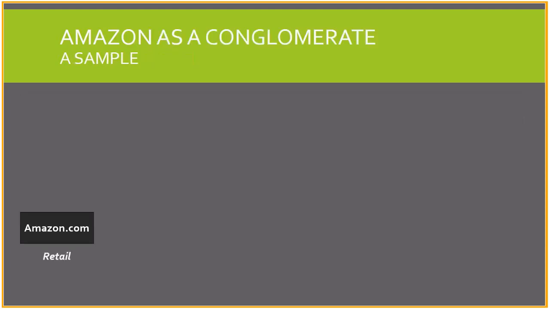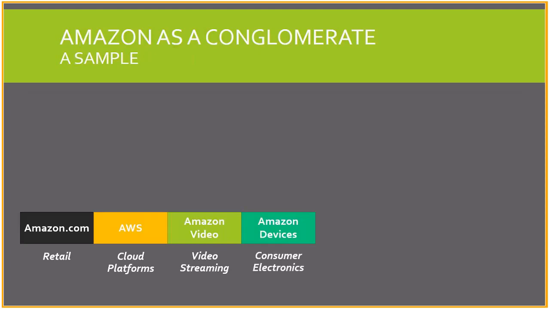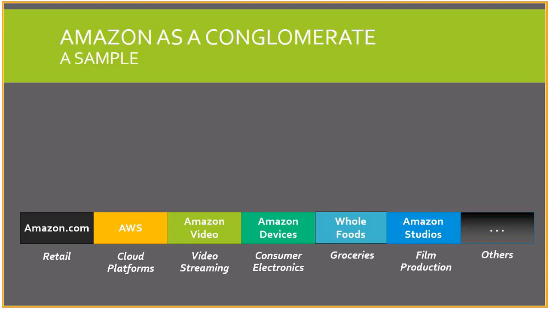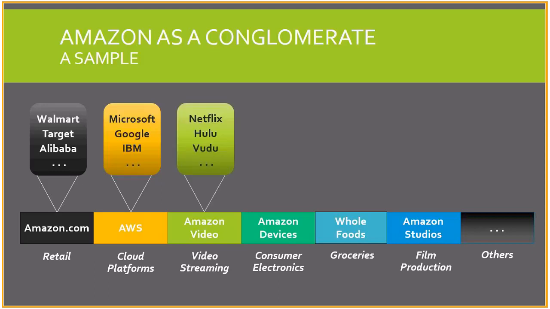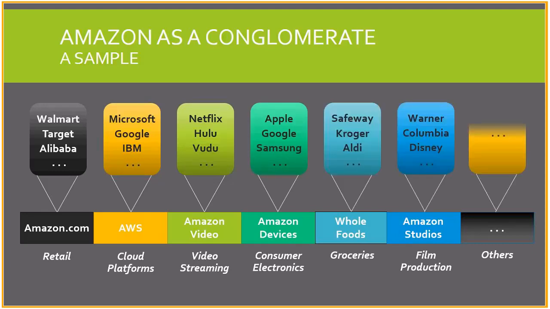Now Amazon has different workspaces: they are into retail, cloud platform, video streaming, devices, and Whole Foods. So they are not dedicatedly an IT company, and not dedicatedly into cloud only. They have different offerings, and in each offering they have different competitors. In Amazon.com they have different competitors, in cloud they have different competitors, in video streaming and in Amazon devices as well. So Amazon is not only a cloud company.